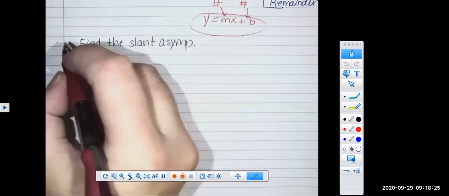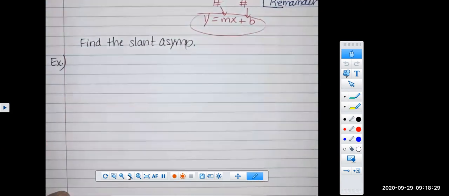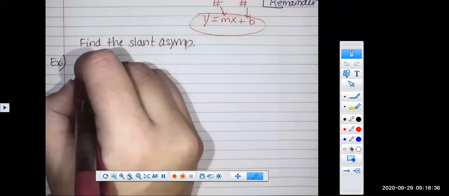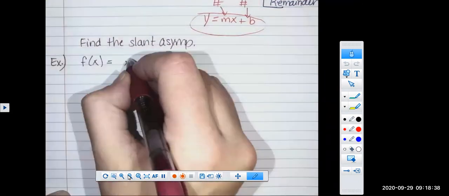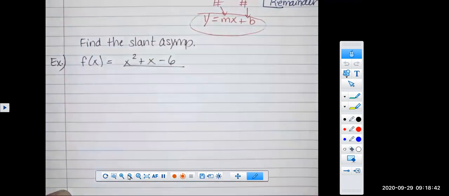I don't know what number this is. I'm just going to say example. Find the slant asymptote. You've got f of x equals x squared plus x minus 6 on top, all over x minus 3.